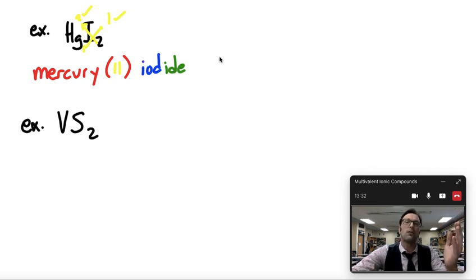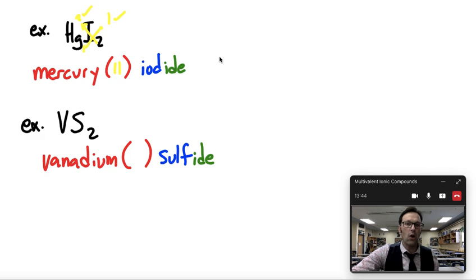Here is a trickier example, VS2. Why is it tricky? Well, it's not tricky with the steps. Name the metal, name the non-metal. We already know that vanadium is multivalent because we checked the periodic table and it has 2 possible charges. So if I cross up that 2 and I cross this 1 up, sulfur's charge is actually 2 minus. So this 1 that came from the sulfur down, it's changed.